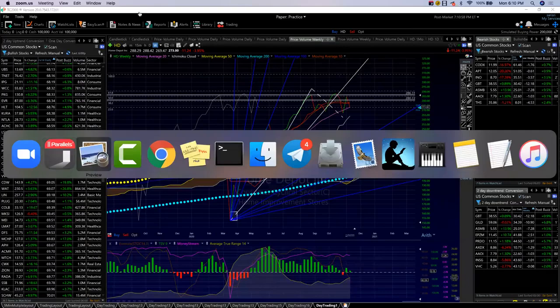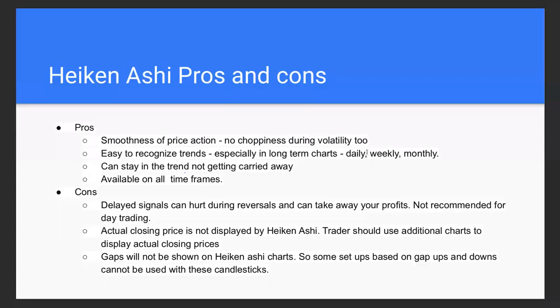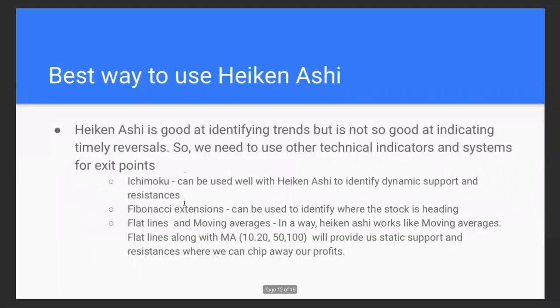Get back to the screen. Okay. So as you see here, delayed signals can hurt. Then gaps. We talked about all these things already. So the best way to use Heiken Ashi: Heiken Ashi is very good at identifying trends, but it's not so good at indicating timely reversals. So we want to use other technical indicators and systems for exit points, right? Like Ichimoku, as we saw, it can be used well with Heiken Ashi to identify dynamic support and resistances.